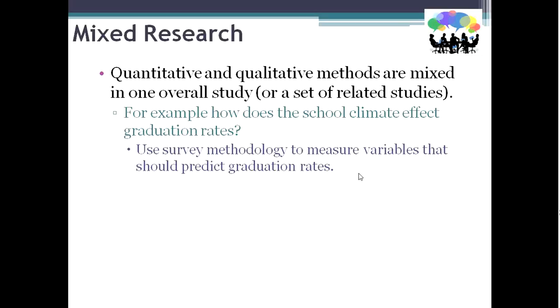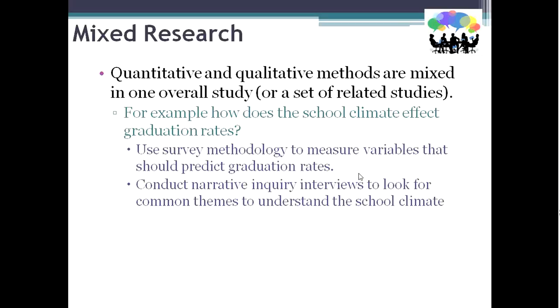We might even do an experiment. So we could do what's called the gold standard in education research, which is a randomized controlled trial, where we randomly assign different schools to different levels of an experimental manipulation to observe the outcome, see if we can influence the school climate. And then we might also conduct narrative inquiry interviews. So we might, in addition to these quantitative measures, ask narrative, open-ended questions in interviews to look for common themes that may not necessarily be picked up using these more closed quantitative measures.